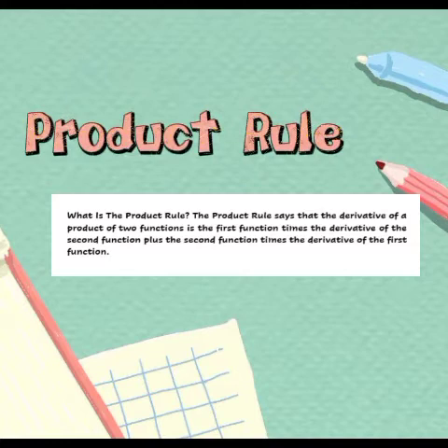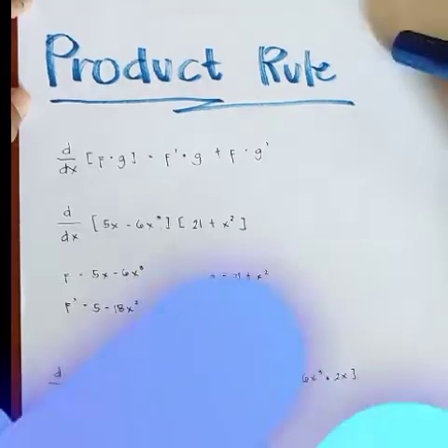Next is the product rule. So what is the product rule? The product rule says that the derivative of a product of two functions is the first function times the derivative of the second function plus the second function times the derivative of the first function.